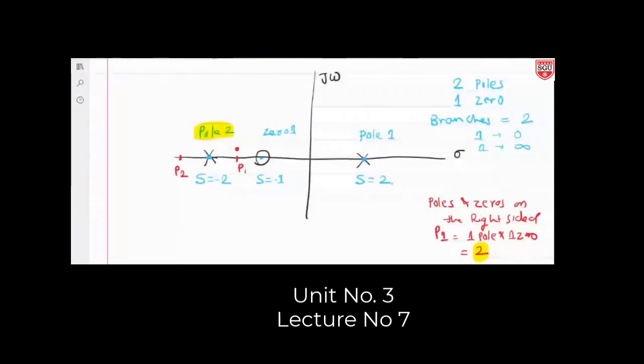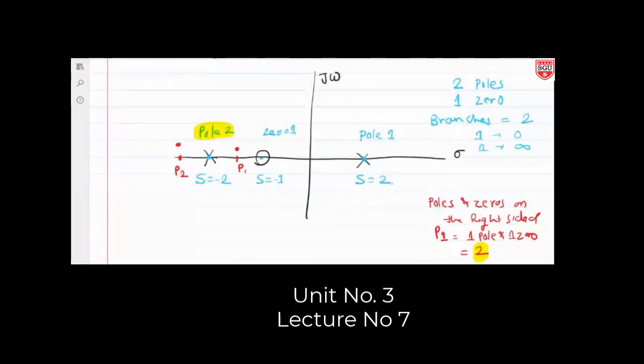Now is this 2 odd or even? Obviously it is even. When it is even, then in that direction the branch will not move. On the other side, if we see point P2, now you are here. See the right side again, the right side of that point.